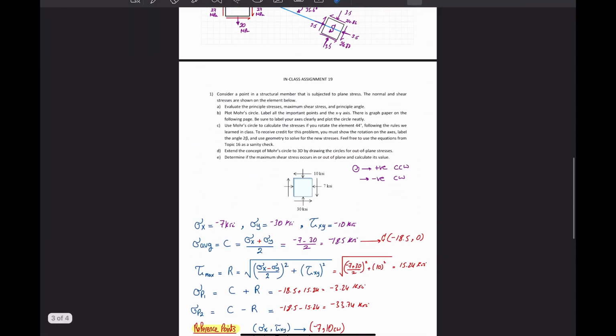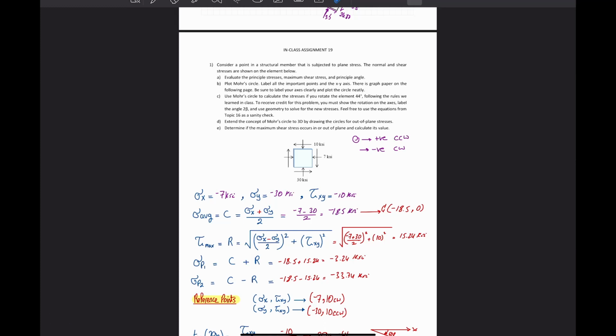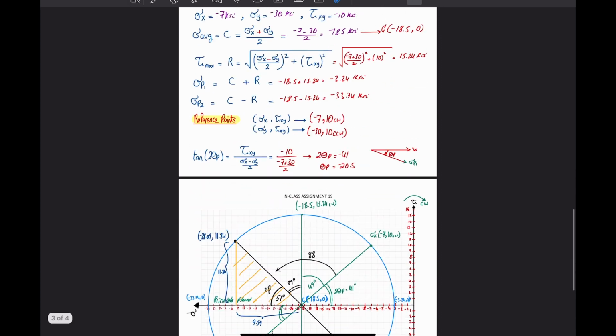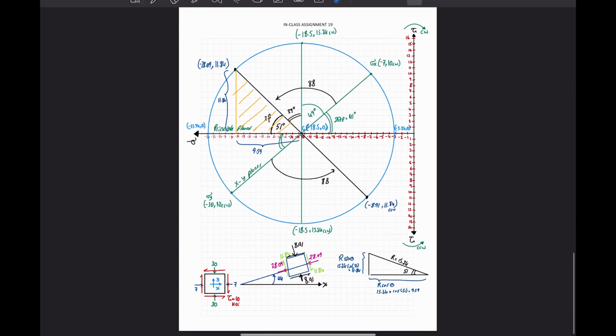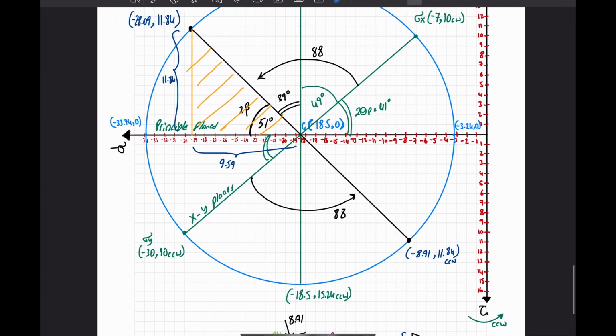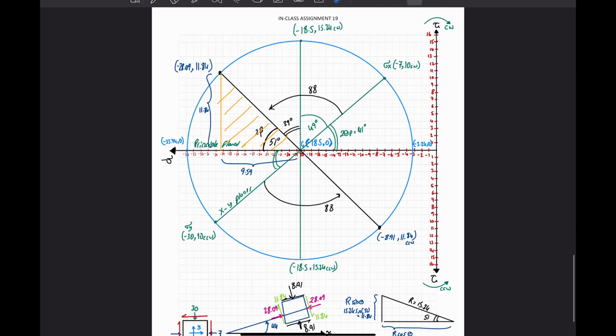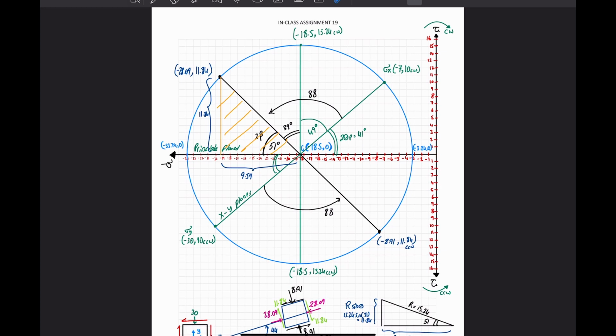The last thing we are asked to do is to extend the concept of Mohr circle to 3D by drawing the circle for the out of plane. As we explained in topic 20's lecture, if I want to draw the 3D or the out of plane Mohr circle, because this one is the in plane Mohr circle since it's based on 1 and 2, the out of plane is going to be 1 and 3, or like this is 1 or 2. Sorry, this is not 1, this is 2.